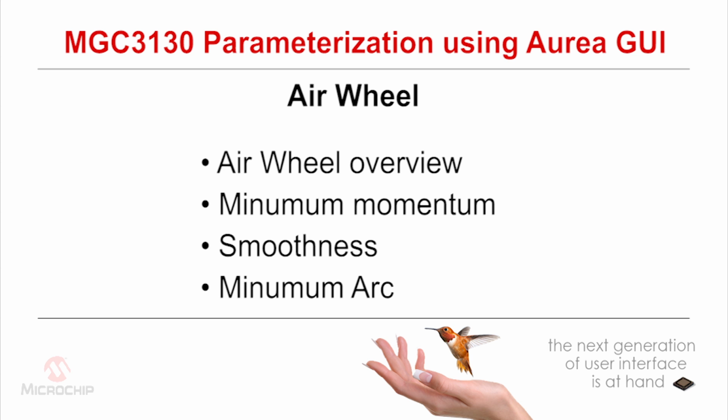In this lesson, we will learn how to parameterize the Airwheel feature. First, we will have a short overview of the Airwheel. Then, we will go through different parameterization steps. 3 parameters are available: minimum momentum, smoothness, and minimum arc.